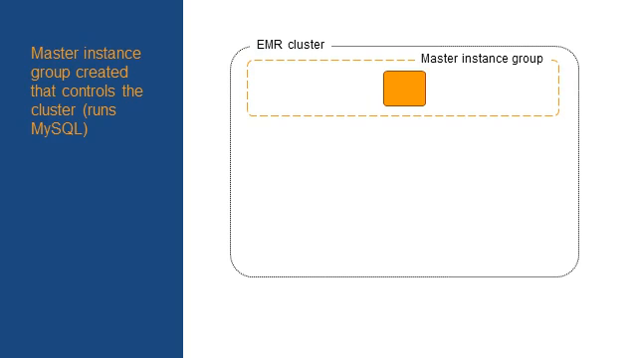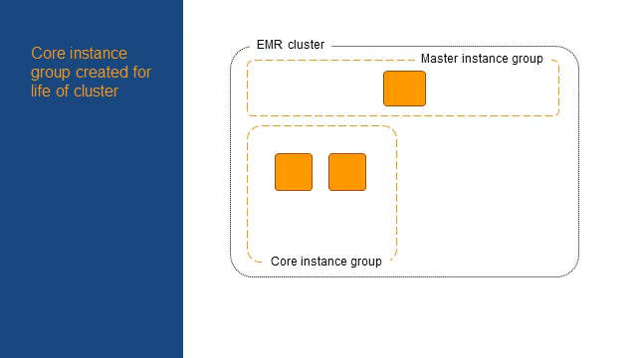Once you've got that master instance group created, the next thing that happens is a core instance group will be created. This contains, again, a number of EC2 instances, and you cannot shrink this. So when you create your cluster, it's important to have a decent appreciation of what the minimum size of your cluster needs to be. Once you've defined that core instance group, it will run for the lifetime of the cluster. You can add to it, but you can't reduce it below the initial starting value. So that's an important performance parameter that you just need to bear in mind.